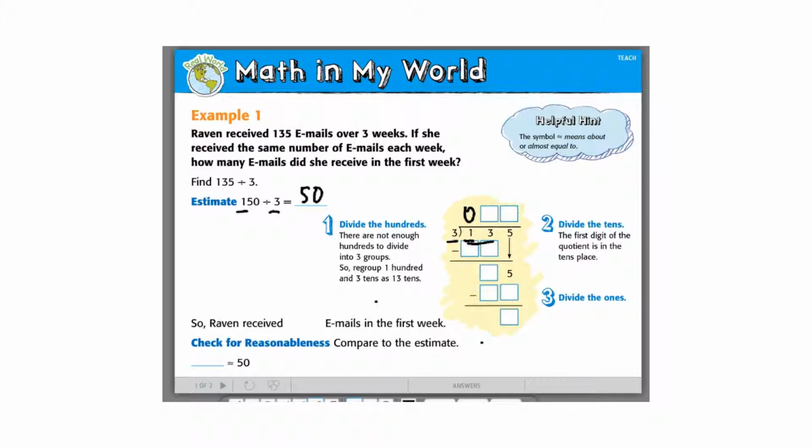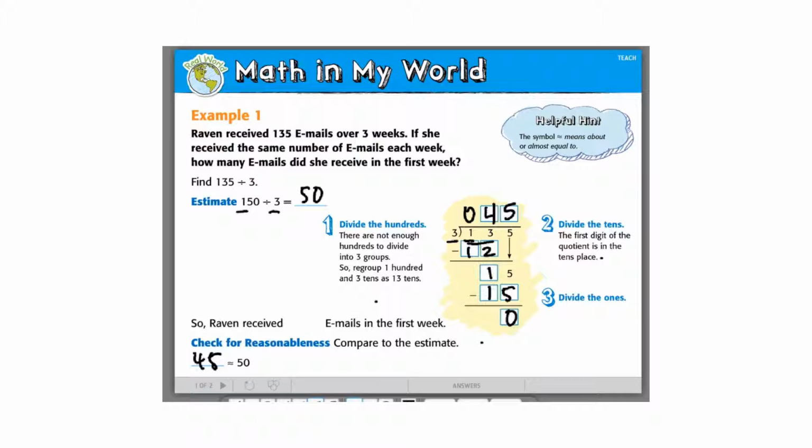So 3 can go into 13 4 times. 4 times 3 is 12. Then I'll subtract and get 1. Bring down the 5. So now I'm dividing 3 into 15. 3 goes into 15 5 times. 5 times 3 is 15, with a remainder of 0. So my answer was 45.